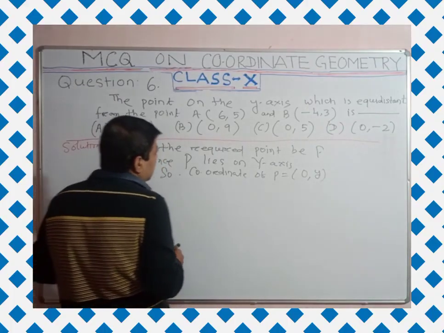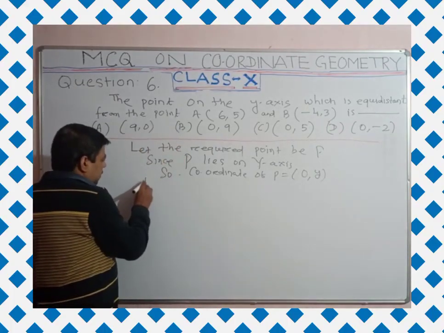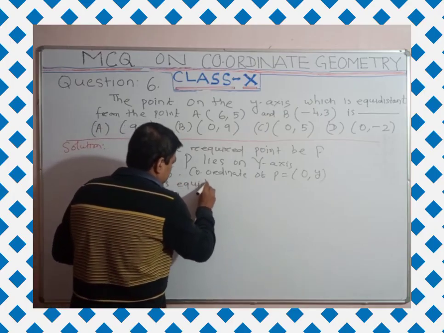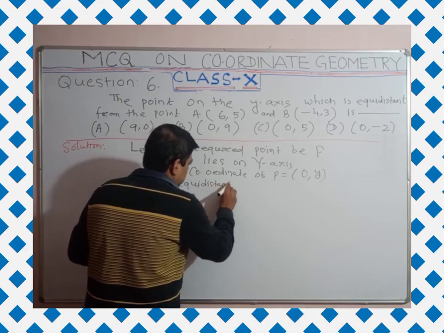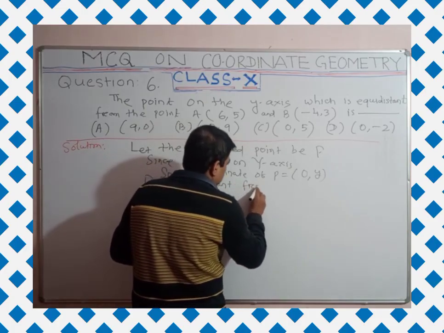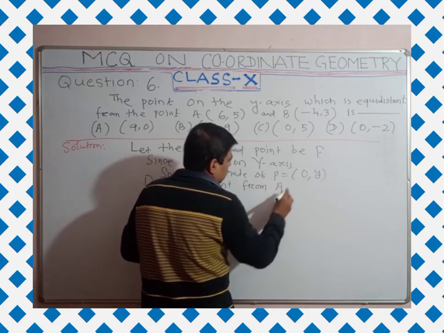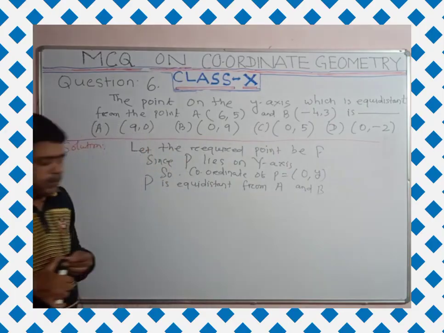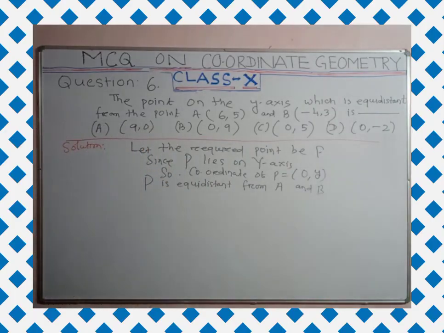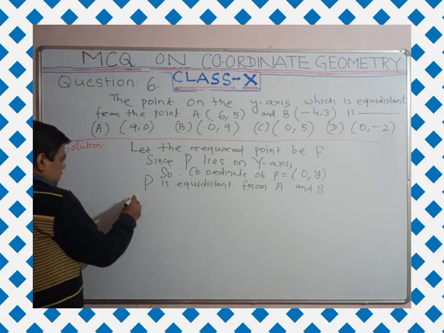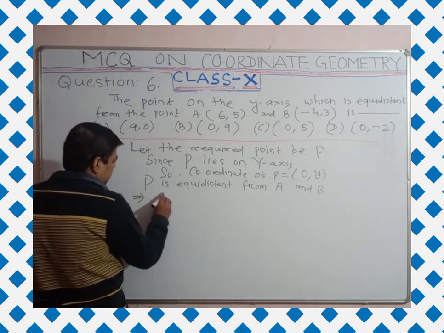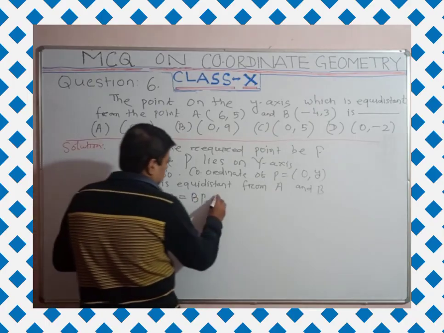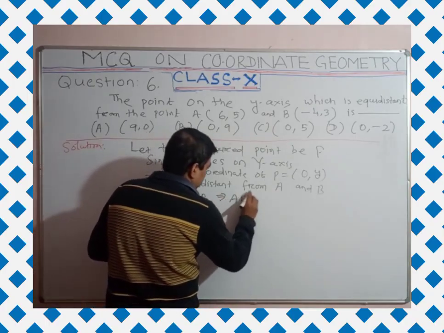And this point P is equidistant. Given the condition that P is equidistant from A and B. Yes or no? The point P is equidistant from A and B. So that implies what? AP is equal to BP. That implies AP square is equal to BP square.